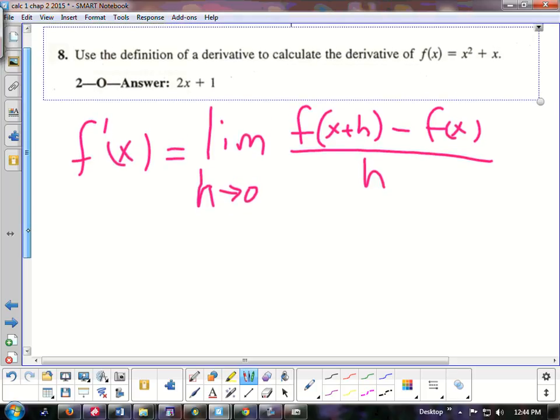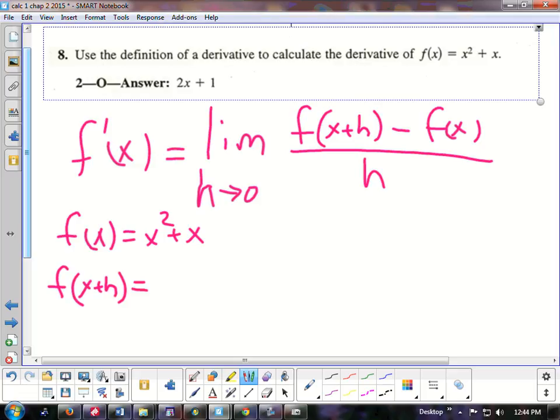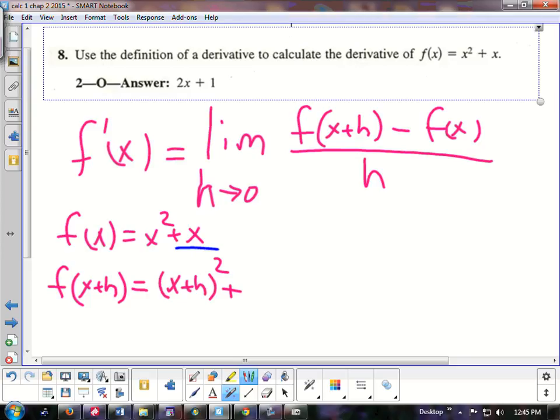So there's a couple ways to do it. You can say, well, first of all, f of x is equal to x squared plus x. And then you could say f of x plus h, just so you don't mess up, is going to be wherever I see an x, I'm going to plug in x plus h. So this turns into (x plus h) squared plus, I got another x here, and I've got to put an x plus h in for that. So that's going to turn into x plus h there.